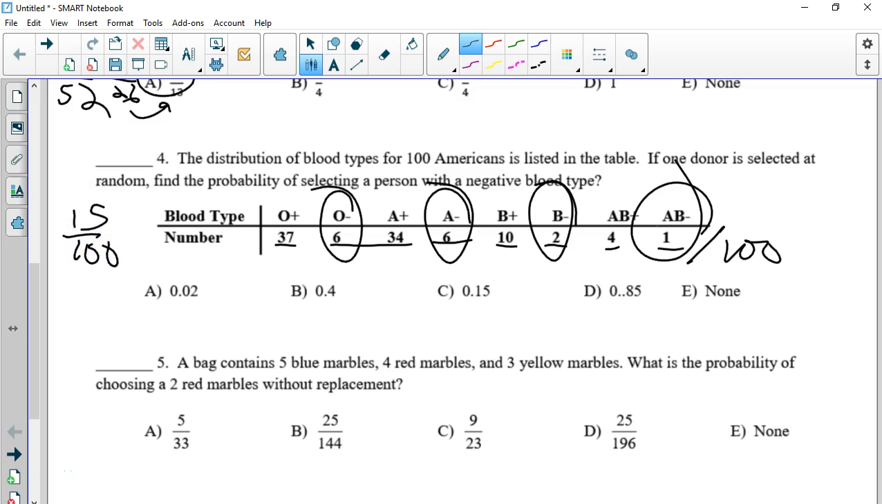That answer is not up here, but yes it is. 15 over 100 is 0.15, and I almost wrote 15. C, okay, 15%, 0.15, 15 over 100.